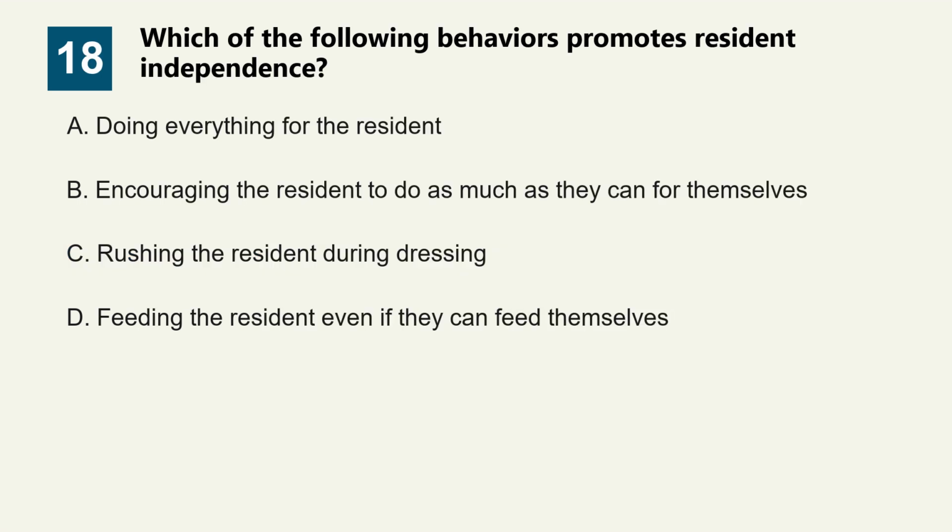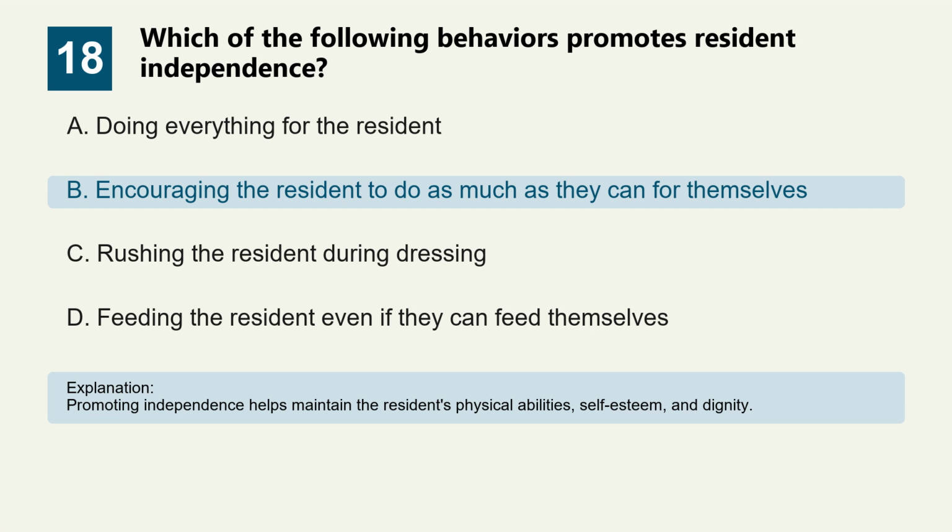Question 18. Which of the following behaviors promotes resident independence? Option A. Doing everything for the resident. Option B. Encouraging the resident to do as much as they can for themselves. Option C. Rushing the resident during dressing. Option D. Feeding the resident even if they can feed themselves. The correct answer is option B. Encouraging the resident to do as much as they can for themselves. Promoting independence helps maintain the resident's physical abilities, self-esteem, and dignity.